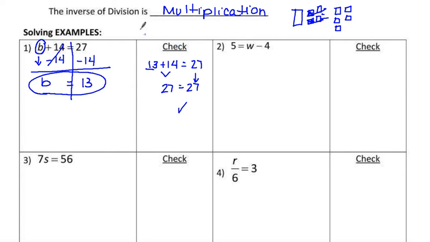Now, what would have happened if I wouldn't have gotten it right? So say, what if I got 12 and I plugged 12 in here? Now I don't want you to write this, I just want you to watch. 12 plus 14 would give me 26. Is 26 equal to 27? It's not. 26 and 27 are not the same number. So that would have meant that I did something wrong. If I got 12 over here, I made a mistake.